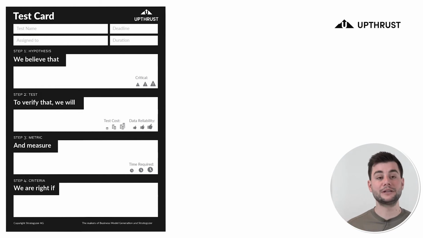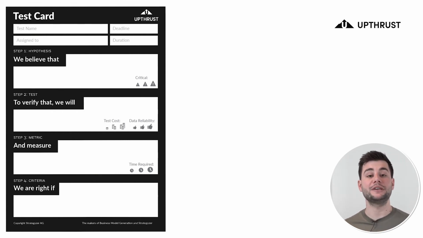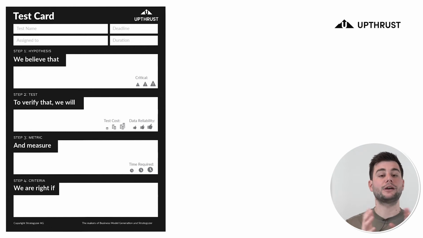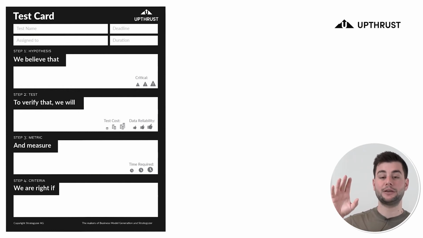So what you will do is first write down your hypothesis. For example, we believe that running a Facebook lead ad campaign to try to get ebook downloads will perform better than a traffic campaign. Then you go to the second step: you explain what the test is that you're going to do. To verify that, we will run a lead ad campaign and a traffic campaign.